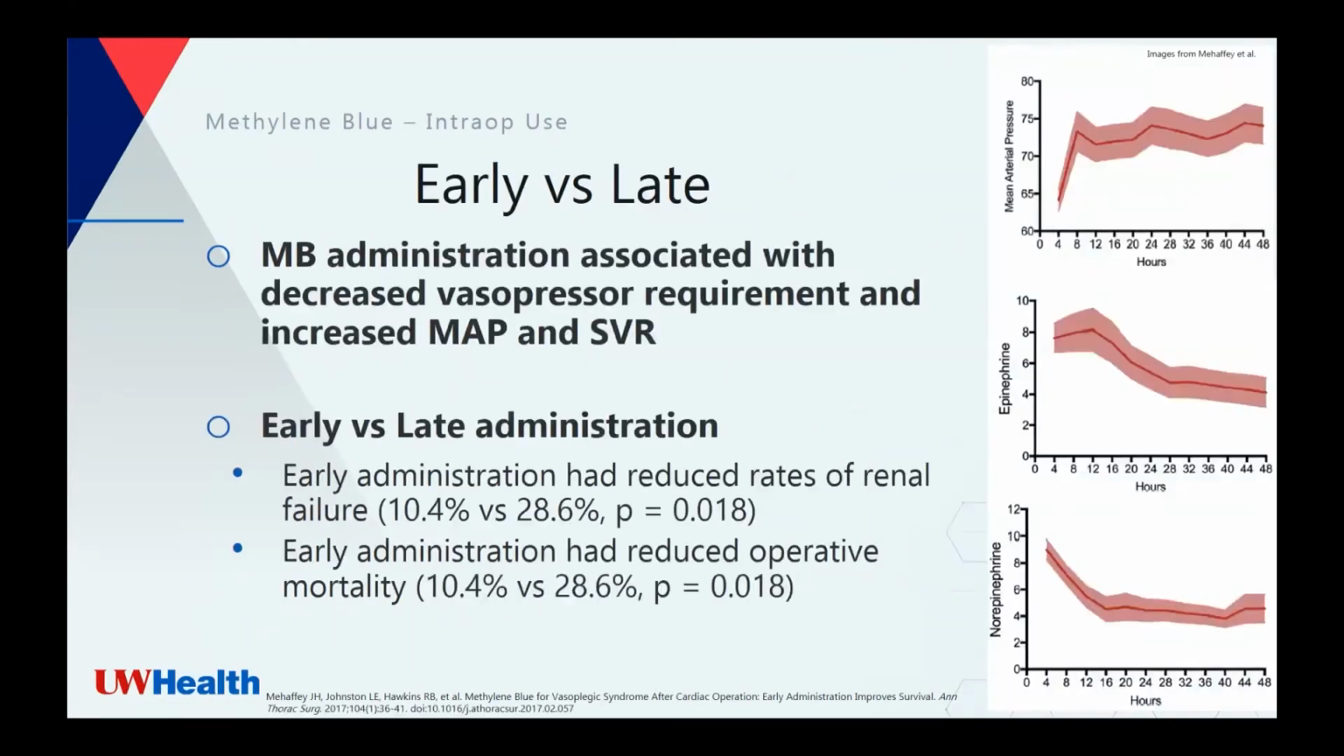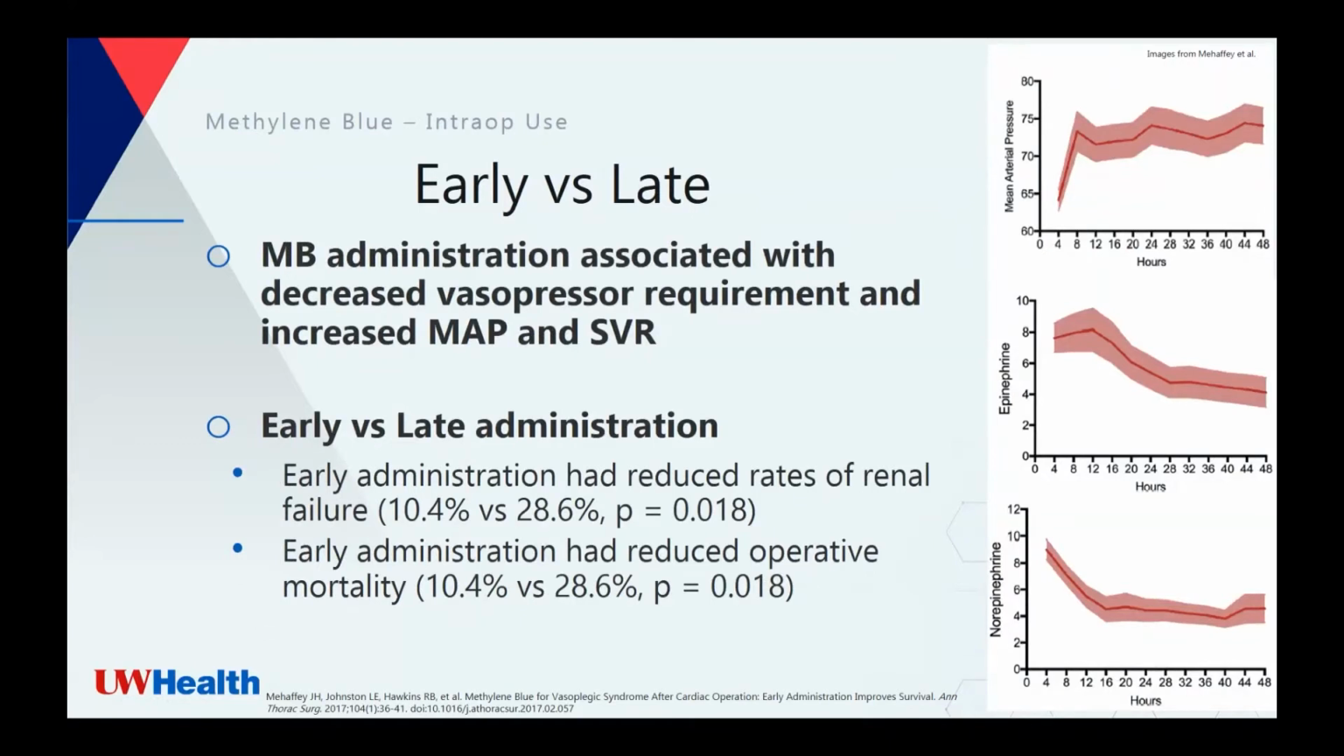And again, the second comparison that they looked at was early administration versus late administration. Overall, let's jump to the bottom bullet point first, they found that the early administration had reduced rates of renal failure and actually had reduced operative mortality. So this subgroup looking at early versus late suggests that there may be some benefit to giving it in the OR rather than back on the floor.